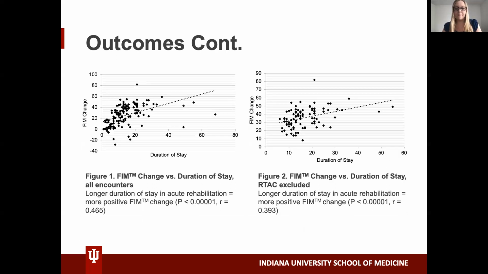As you can see here, we conducted a linear regression on the variables for FIM change and duration of stay. On the left, this is for all encounters. On the right, this is for when we excluded the RTAC encounters. As you can see for both of these graphs, due to the p-value being far below the significance level, this does confirm the significance of the R values. The R values show that there is a low to moderate positive correlation between the two variables, indicating that a longer duration of stay in acute rehabilitation may allow a patient to achieve a more positive FIM change.